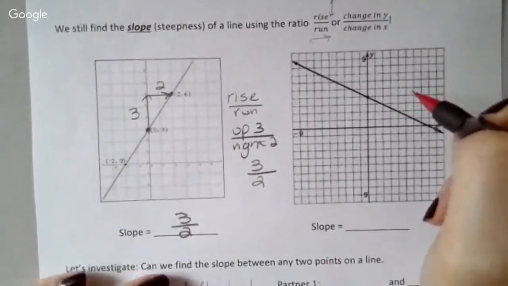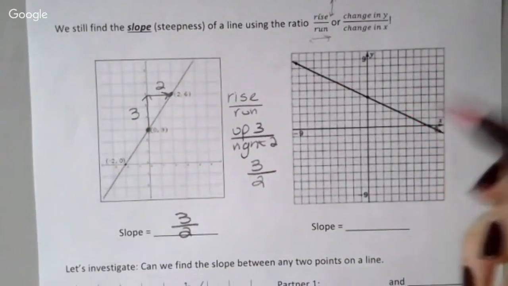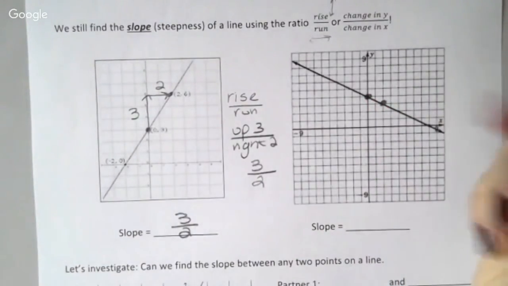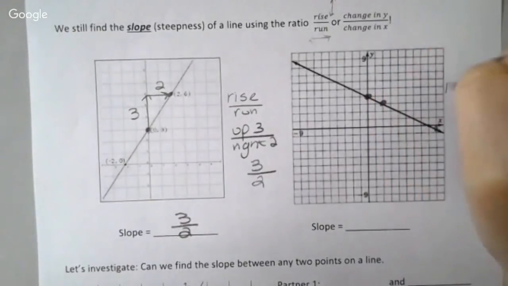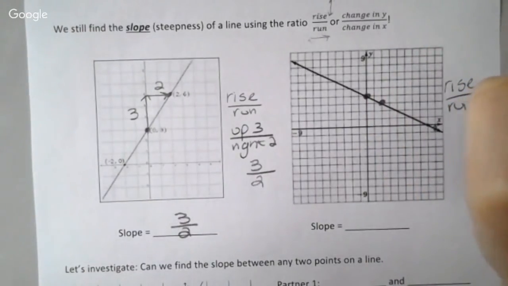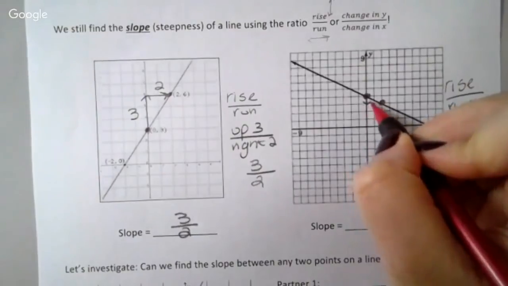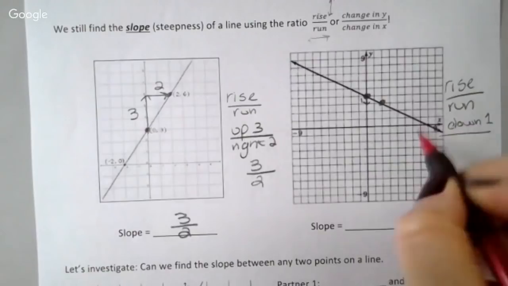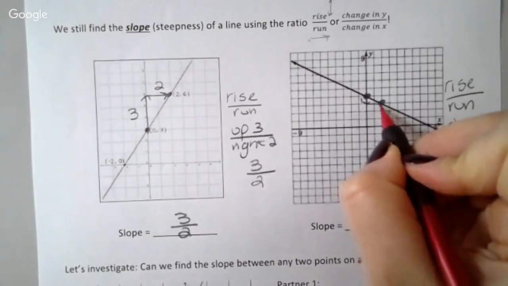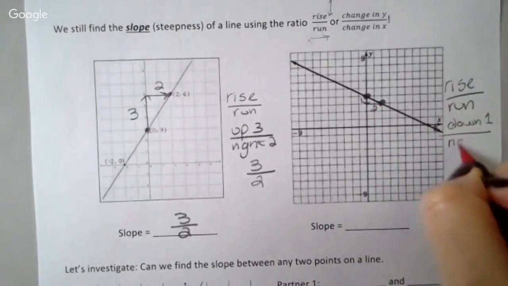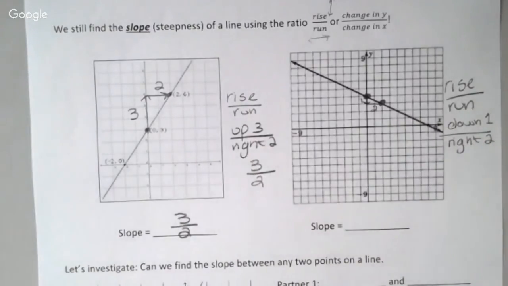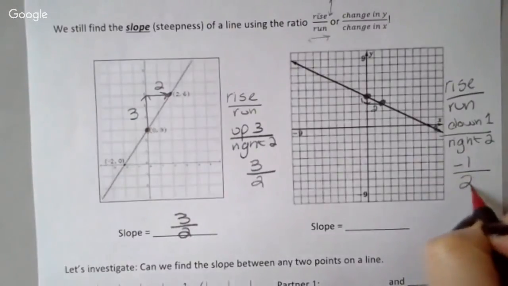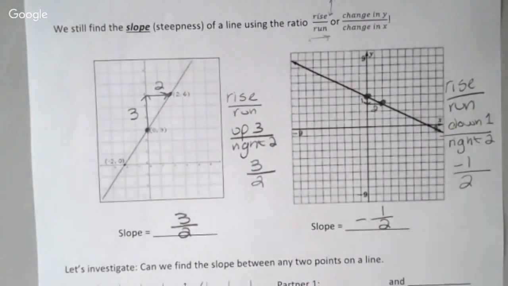Okay, let's look at the graph on the right. Again, we're going to pick 2 points. So I'm going to pick the one right here that crosses the y-axis, and I'll pick the one right here. So this time, I'm using rise over run again. I'm going down 1. And then I'm going to the right 2. So down 1 would be a -1. Right 2 would be a positive 2. So my slope here is -1/2.